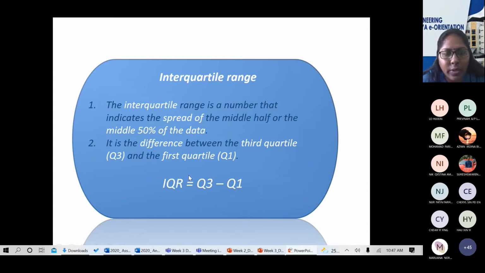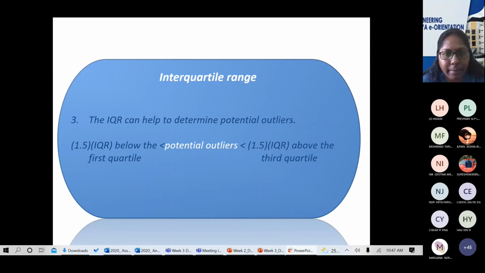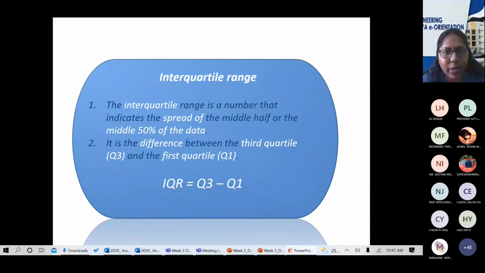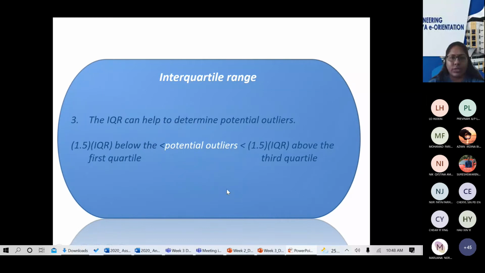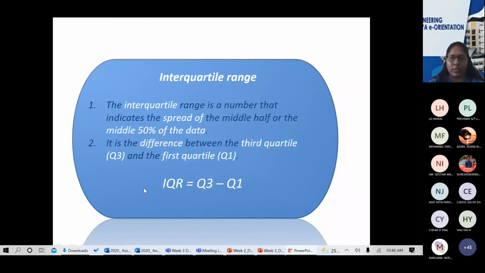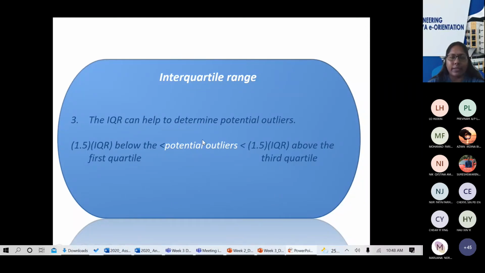Then this is how we calculate interquartile ranges. Interquartile range is a number that indicates the spread of the middle half of the data. That means it is the difference between the third quartile and the first quartile. So it gives us how spread the data is. Okay, interquartile ranges. I'll show you in the plot, because otherwise just like this it doesn't explain much to you. Then you also have outliers.